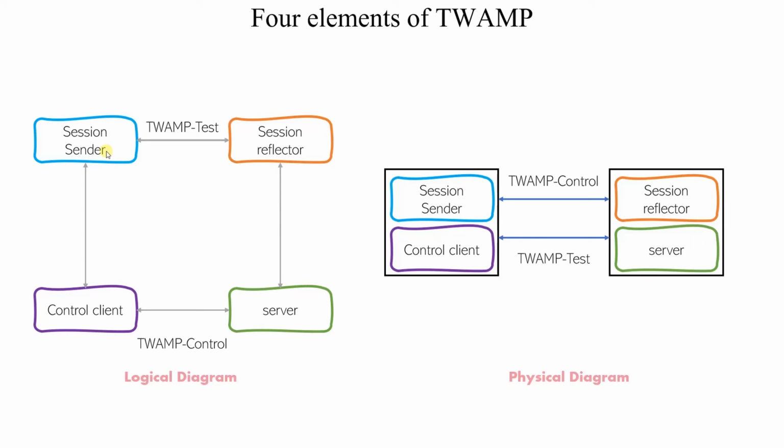In the physical diagram, the session sender and the control client are combined into one unit, and the session reflector and server are also combined into one unit. So physically there are two units, but logically there are four different units, and the two protocols run between these two machines.